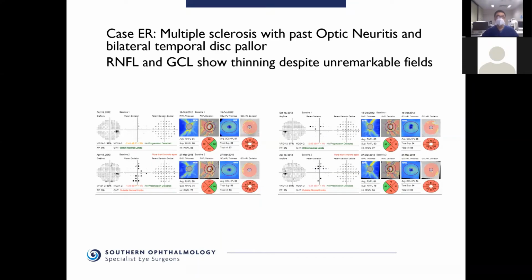This next case is a patient with multiple sclerosis. This patient has a history of optic neuritis in the past and has bilateral temporal disc pallor. The fields are fine bilaterally, but the OCT of the optic nerve and of the ganglion cell layer of the macula shows significant thinning despite unremarkable fields. Now, with multiple sclerosis, patients can get optic neuropathy and optic nerve thinning with or without a history of optic neuritis.